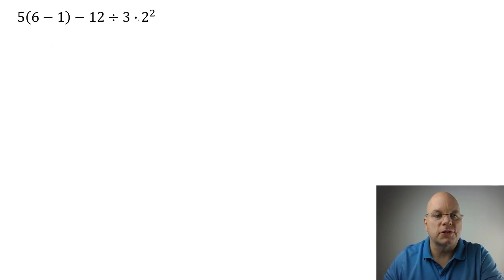If you have an expression like this, the first thing I like to do is identify how many terms are in my expression. Terms are separated by addition and subtraction. So I have 5 multiplied by the difference of 6 and 1. That's a term. And from that I'm subtracting the quotient of 12 and 3 multiplied by 2 squared. So this is another term. So I have 2 terms.